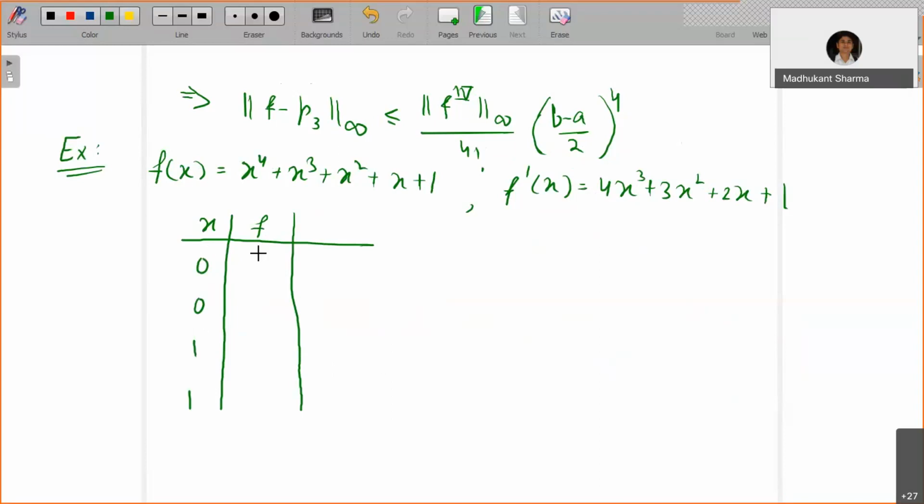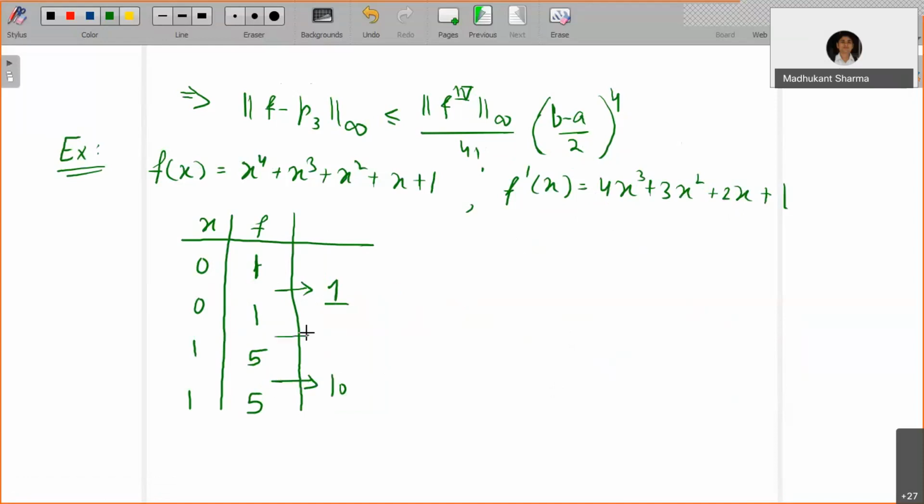The f values: f at 0 is 1, f at 0 is 1, f at 1 is 5. Now for the first column, what will be the value of f' at 0? f'(0) is 1, and f'(1) is 4 + 3 + 2 + 1, that is 10.